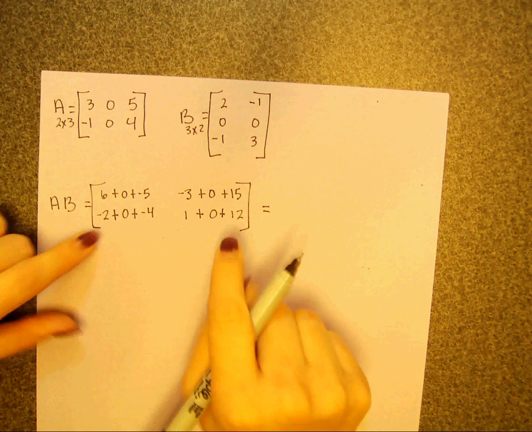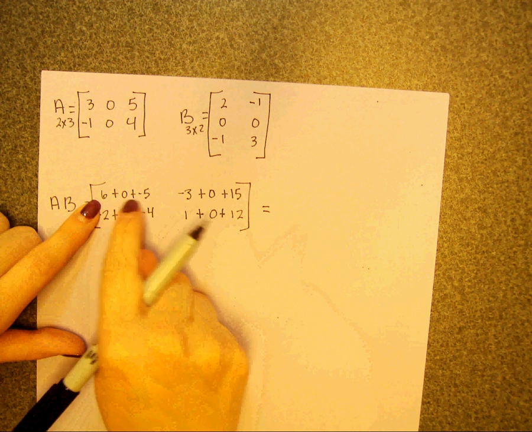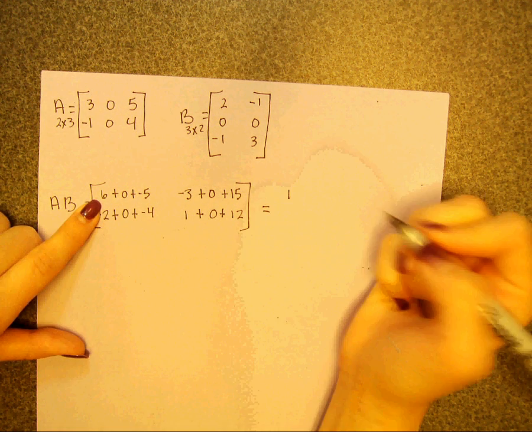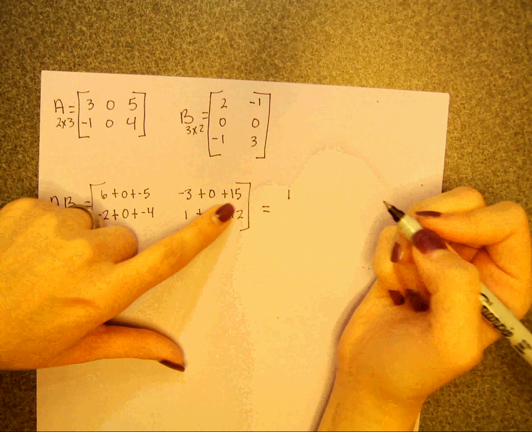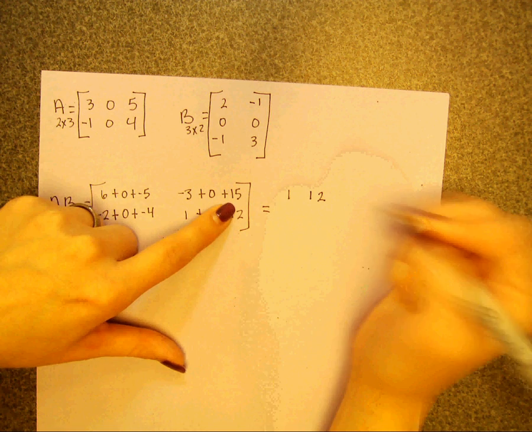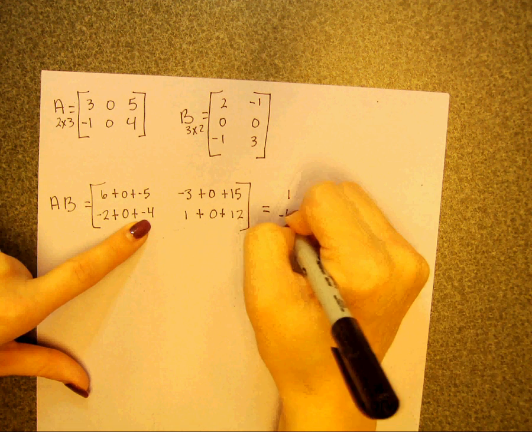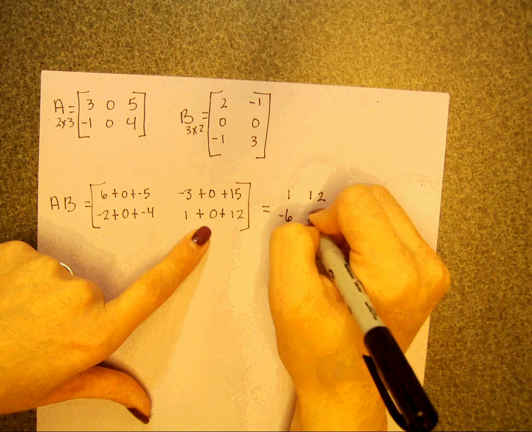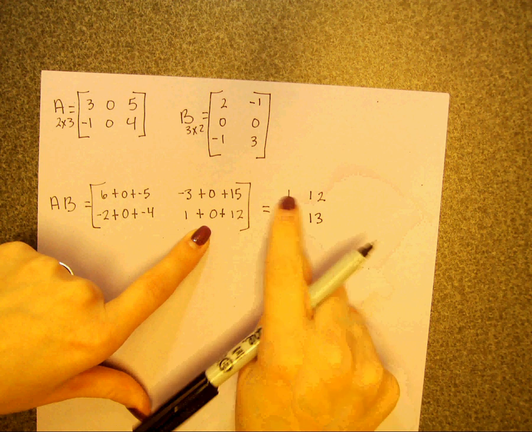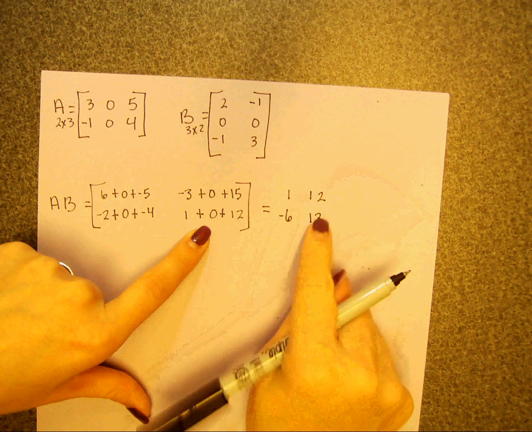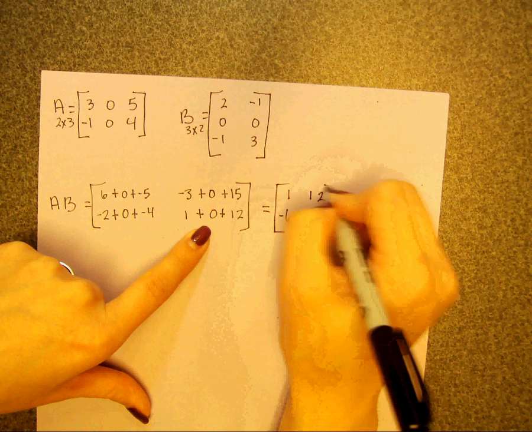And now I'll add all of my numbers up. So 6 plus 0 plus -5 gives me +1. -3 plus 0 plus 15 gives me 12. -2 plus 0 plus -4 gives me -6. And 1 plus 0 plus 12 gives me 13. And so now I have 2 rows and 2 columns. So this is my new matrix.